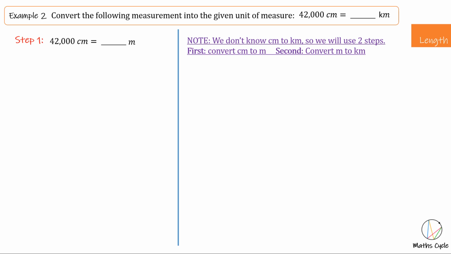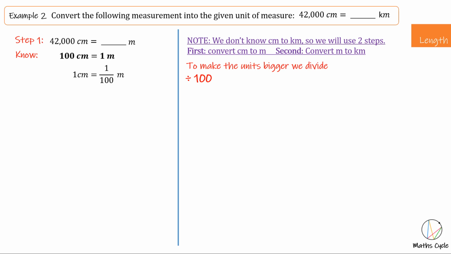Well, first thing I notice is I'm making my units bigger, so I'm going to be dividing. And the second thing that I know is that I have 100 centimeters in a meter. Okay, so here I have 100 centimeters equals a meter, so I can easily find, well, what's 1 centimeter? So divide by 100. Okay, so 1 centimeter is 100th of a meter. So then what's 42,000 centimeters? Multiply by 42,000. Do that on your calculator and you get 420 meters. So that's step 1, okay, 420 meters.